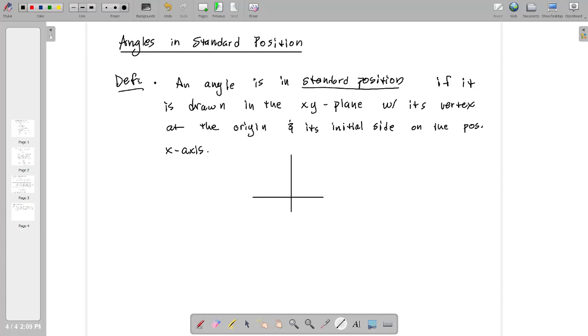So suppose we have our xy plane here. This would be our x-axis and our y-axis like normal. Our initial side needs to be here on the positive x-axis. And then we rotate from there to our terminal side, which could be anywhere here. So this angle is said to be in standard position because its vertex is at the origin and the initial side is on the positive x-axis.